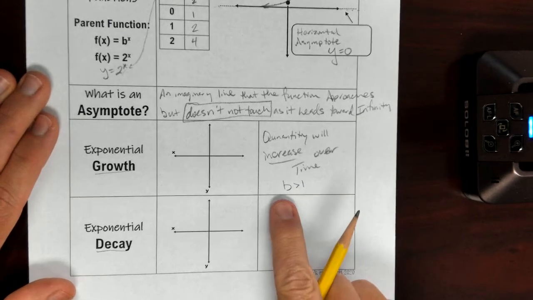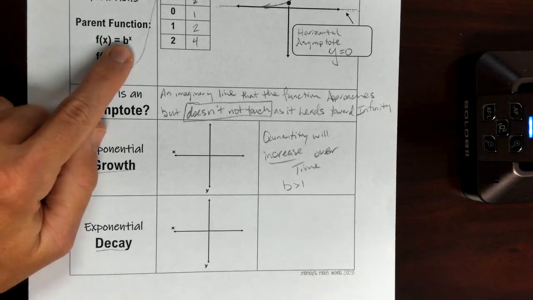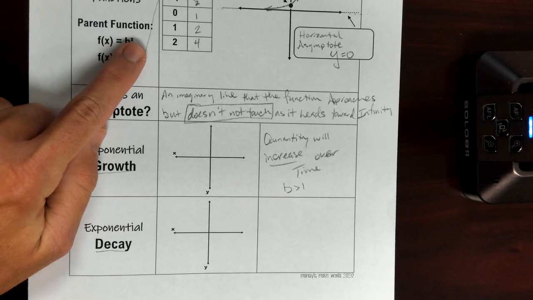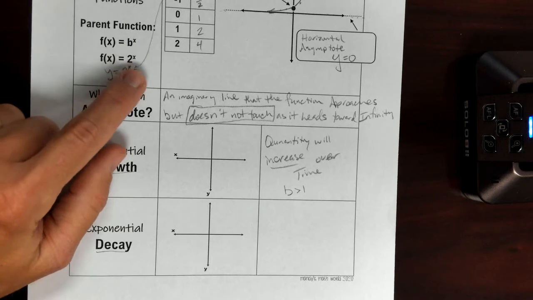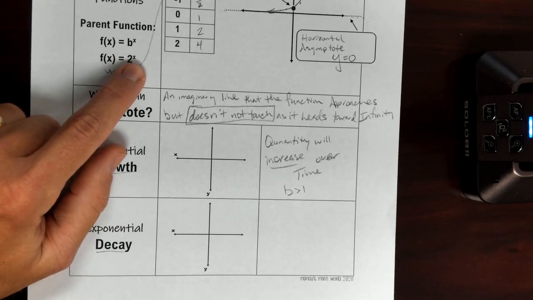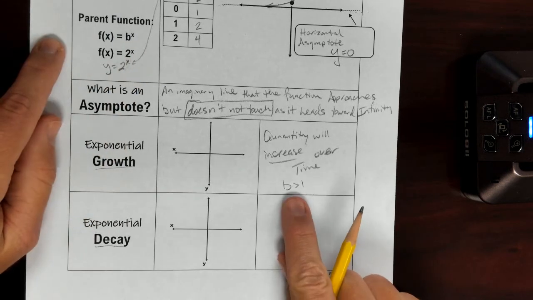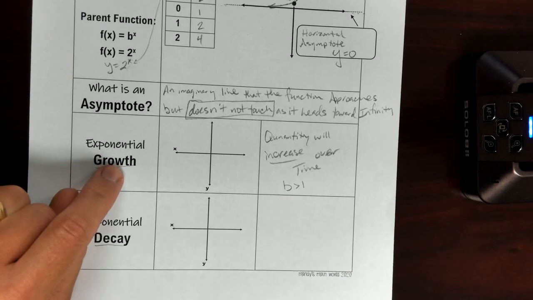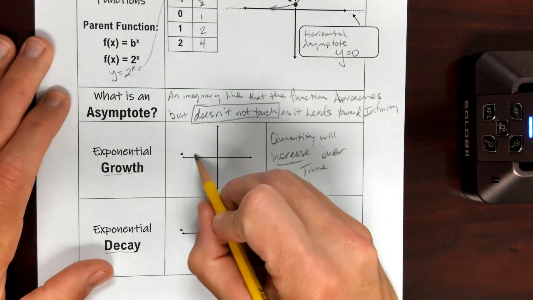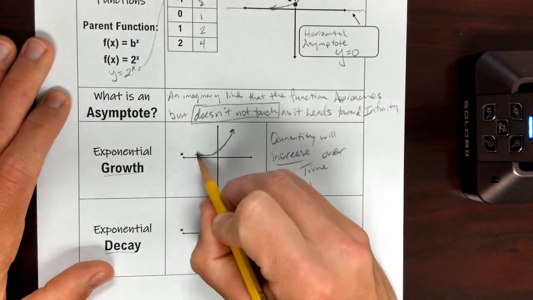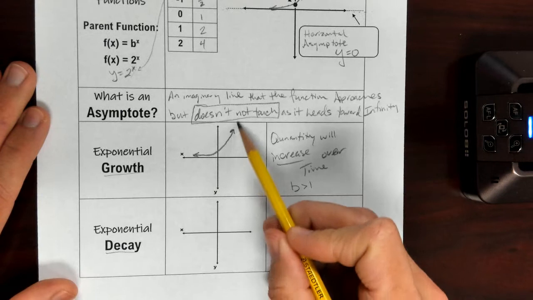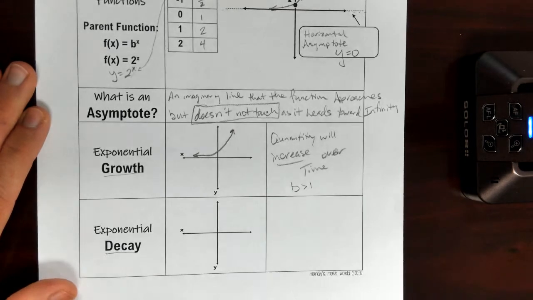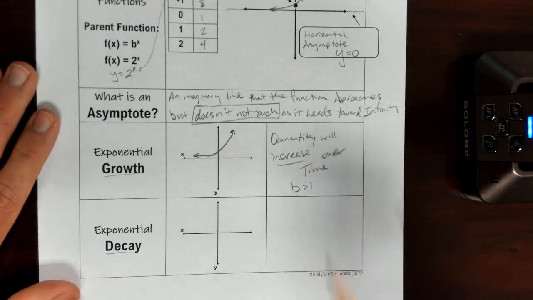Now, again, you're saying, what is b? b is the base. The base, and then you have the exponent. So whatever number the base is, which in this case was a 2, if that is bigger than 1, it's going to be an exponential growth. And what that looks like is something like this. The quantity will grow exponentially over time, or increase over time.